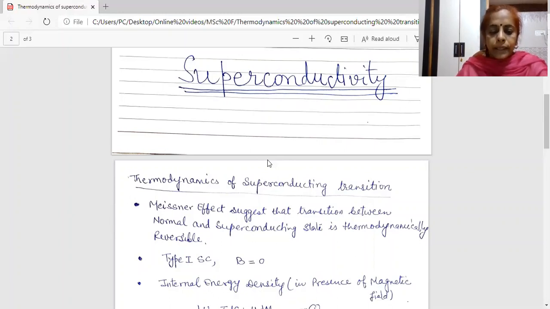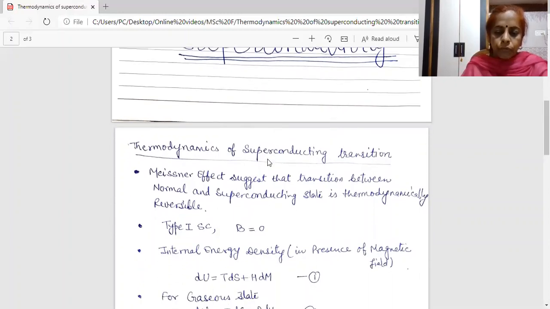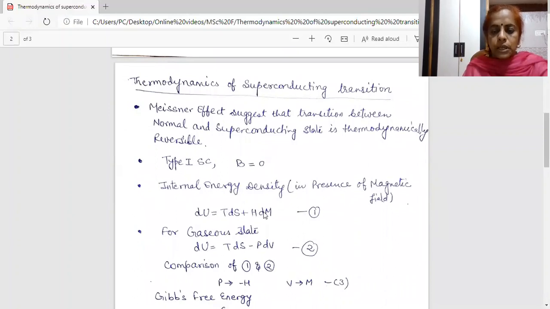Now I am writing the internal energy density in the presence of magnetic field. This is given by the second law of thermodynamics. We know that the expression is dU equals TdS plus HdM, U being the internal energy density, T the temperature, capital S the entropy, M the magnetization, and H the strength of magnetic field. I have written this expression in the presence of magnetic field.